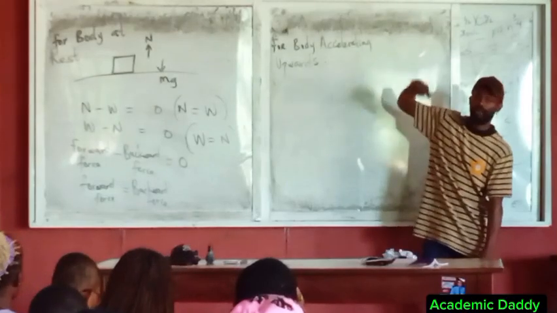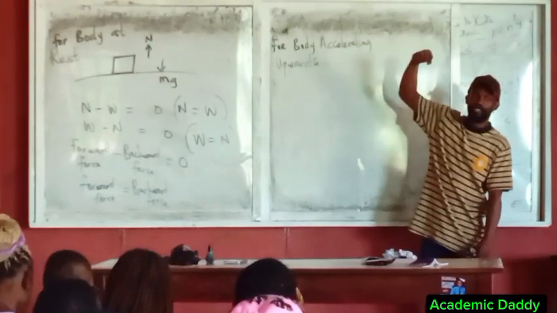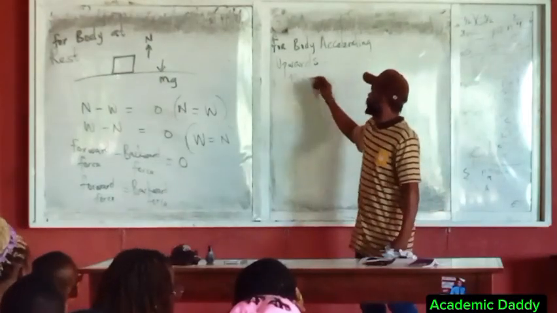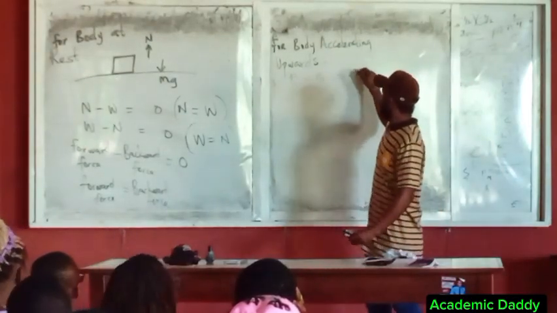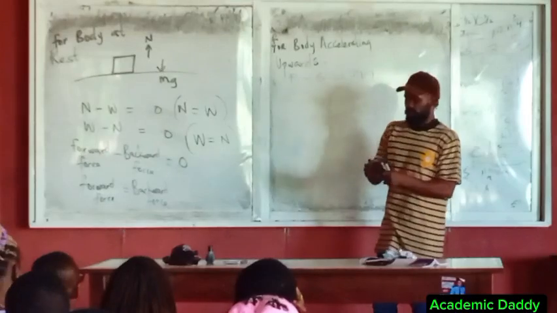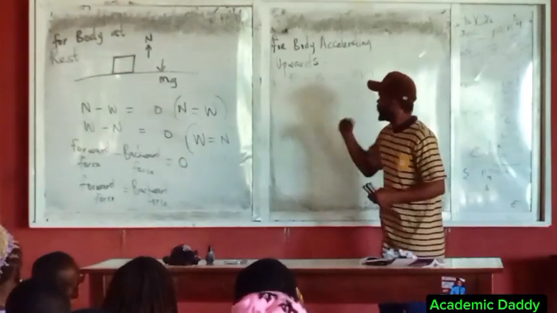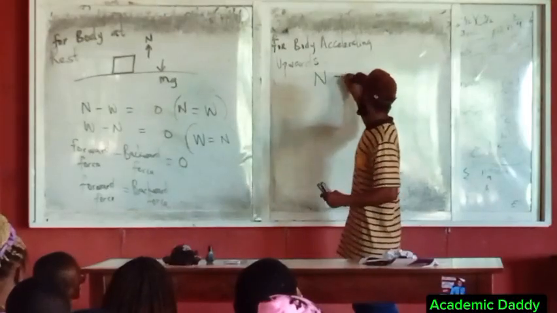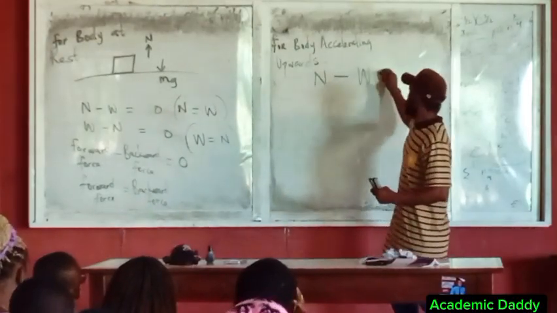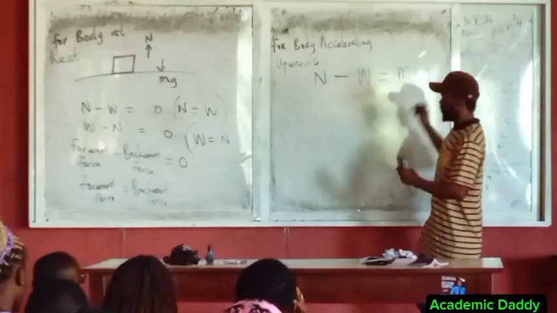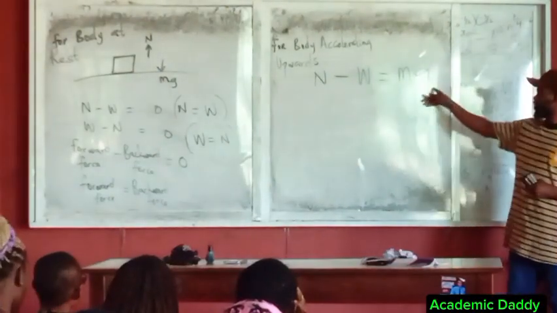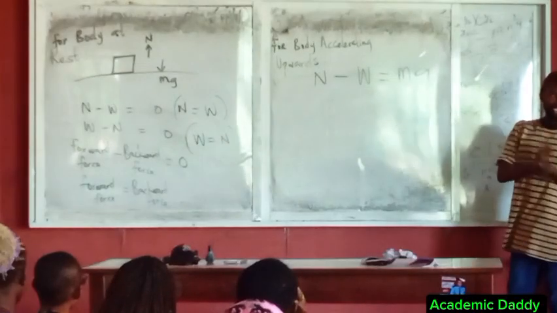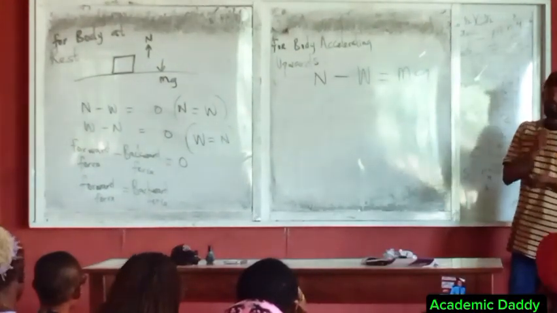So weight will be negative. For that reason, we say that normal reaction is the forward, while weight is the backward. And our principle is forward minus backward equals ma. So in this case, normal reaction minus weight equals ma. And notice something: a is active here because there is movement. It's not at rest. So acceleration is active here.